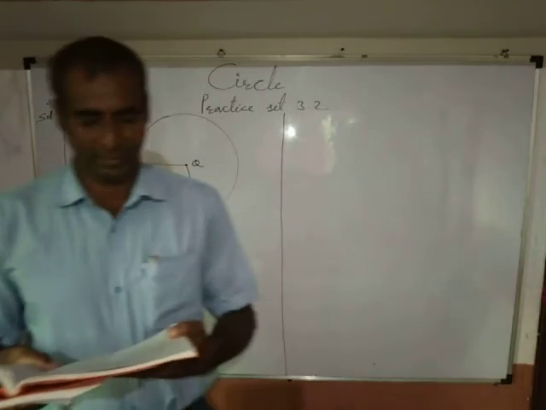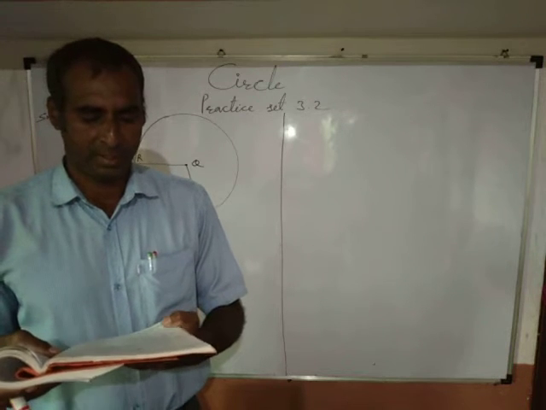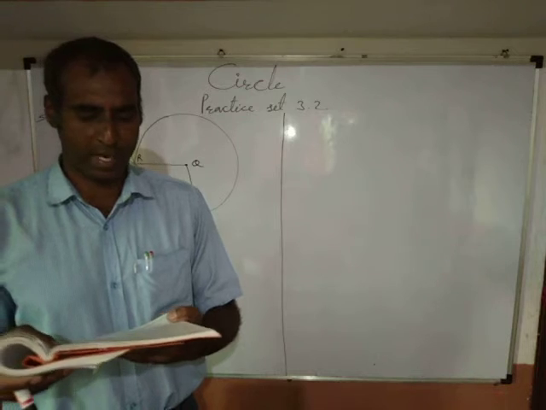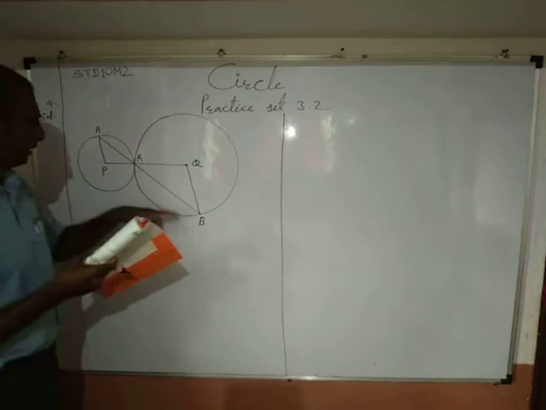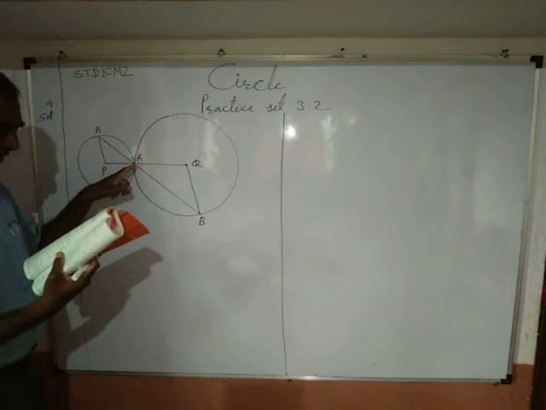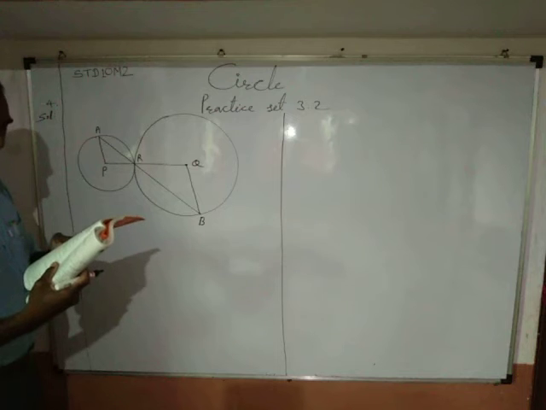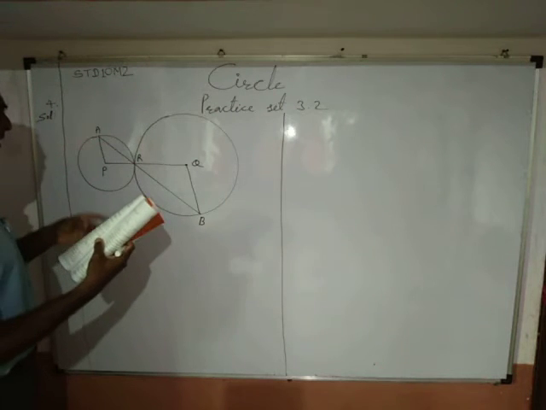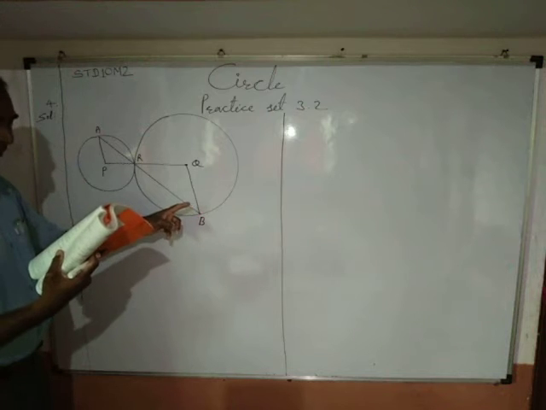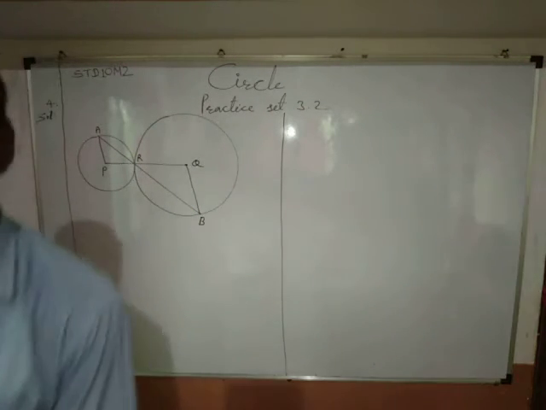Question 4th. In the figure, circles with centers P and Q touch each other at R. A line passing through R meets the circles at A and B respectively. Prove that seg AP is parallel to seg BQ. Triangle APR is similar to triangle RQB. Then find angle RQB if angle PAR equals 35 degree. Now let's prove.